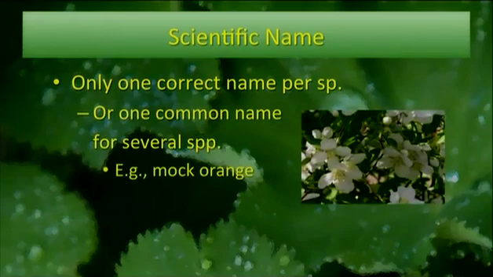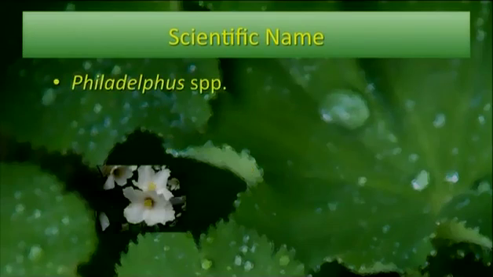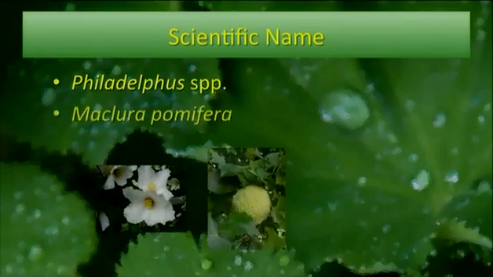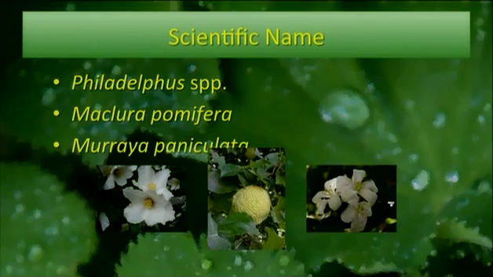For example, we have mock orange. We know mock orange as a particular plant in Hawaii. But in other places, it could be this plant here, which is a Philadelphus species. Or you could have this Osage orange, which is also known as Maclura pomifera. Or the one that we know, Murraya paniculata, our mock orange that we have in Hawaii. So without the scientific name, there could be confusion, whether it's one plant with many different names or one name with several different plants having the same common name. So scientific naming is important.